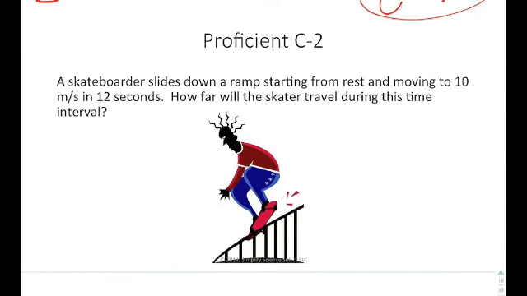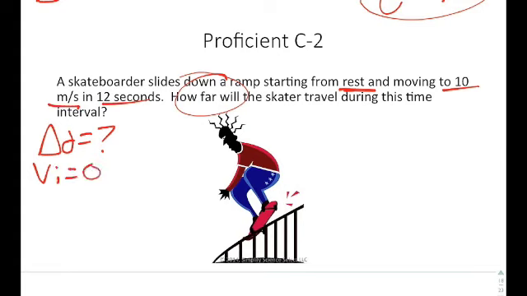The next example says a skateboarder slides down a ramp starting from rest and moving to 10 meters per second in 12 seconds. How far will the skateboarder travel? So in this case, I'm trying to solve for the displacement. I know the initial velocity is 0, I know the final velocity is 10, and I know that the time is 12.